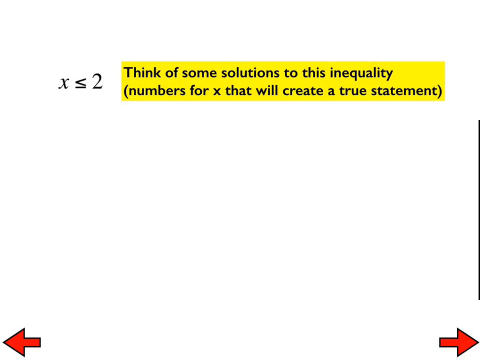Turn to your shoulder partner and each of you come up with 3 numbers that, if you substitute them for x, will make a true statement. I'm going to give you about 30 seconds. Go.